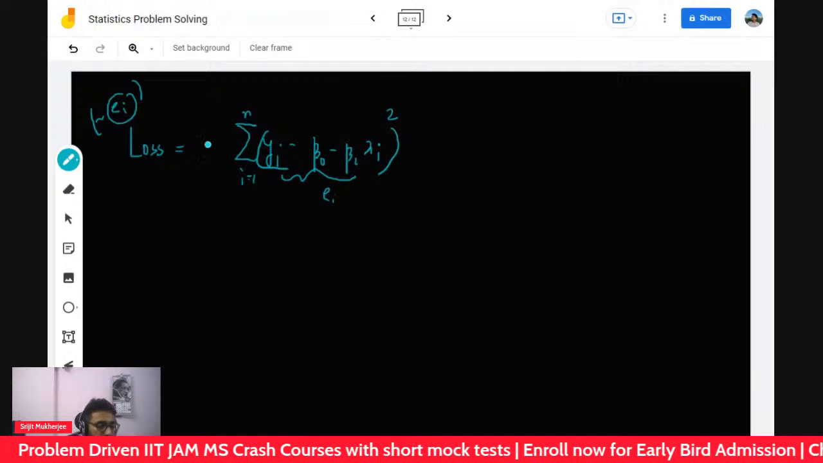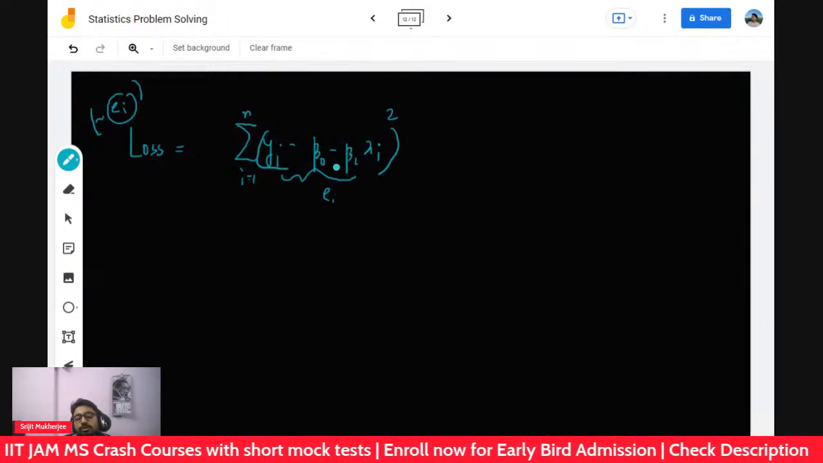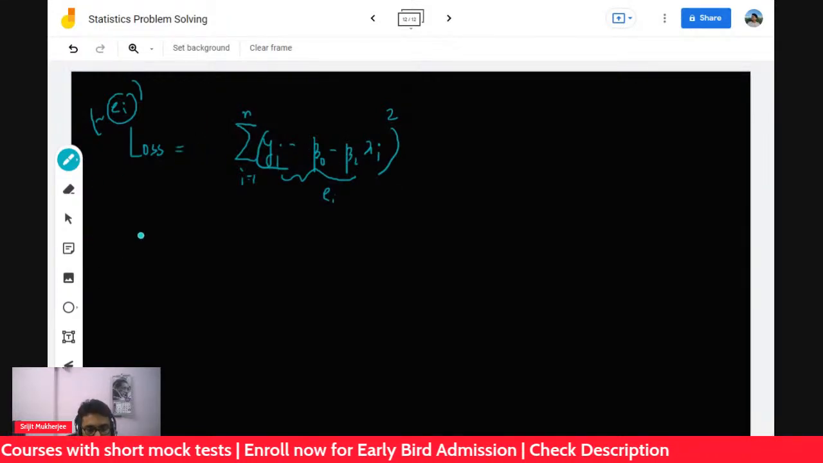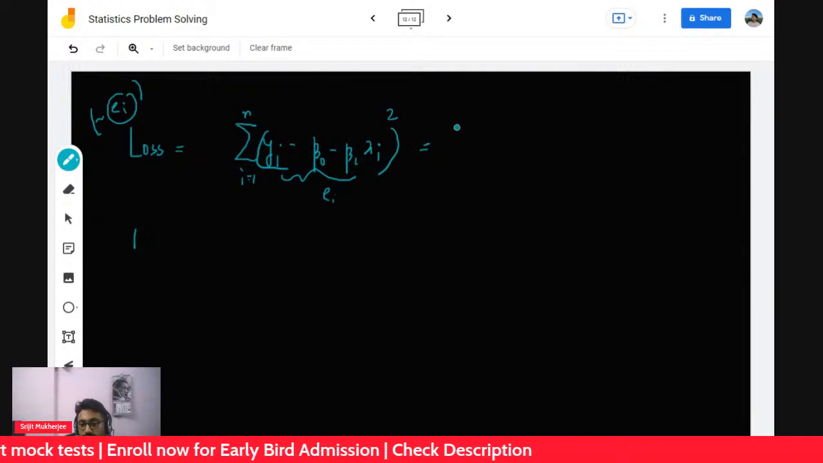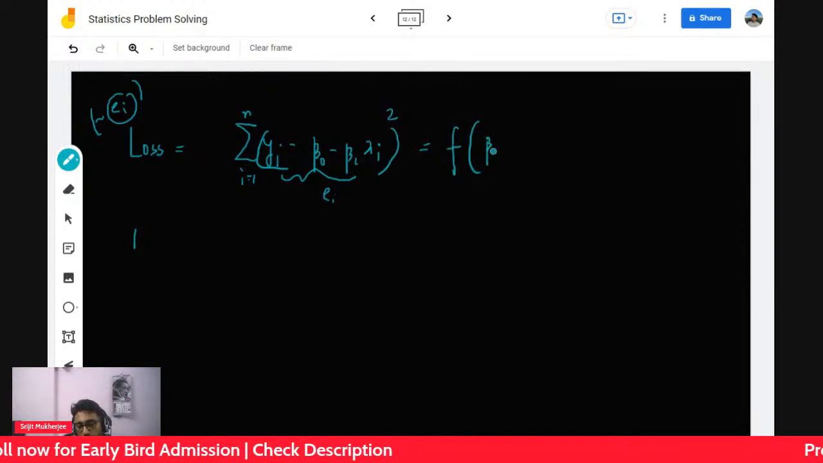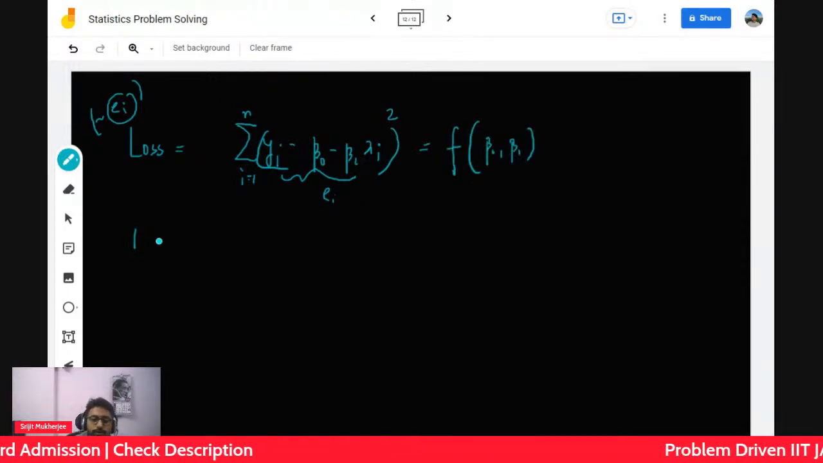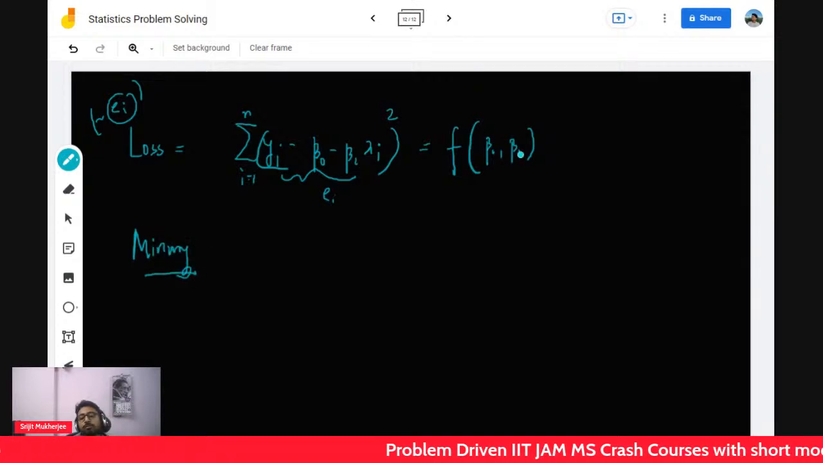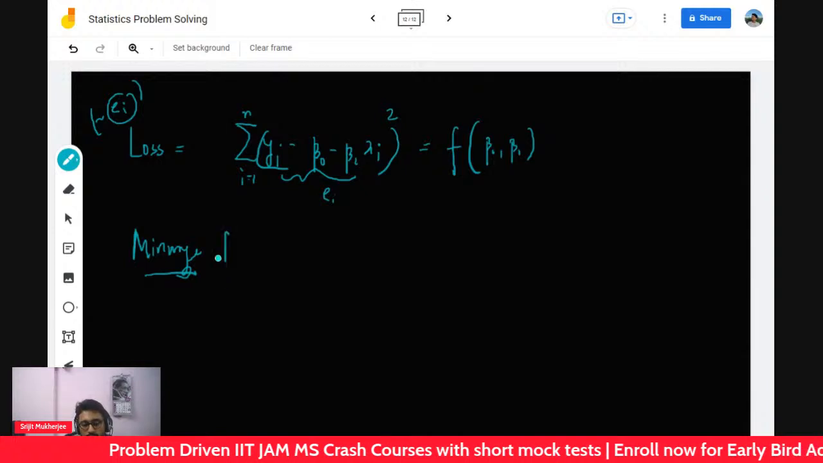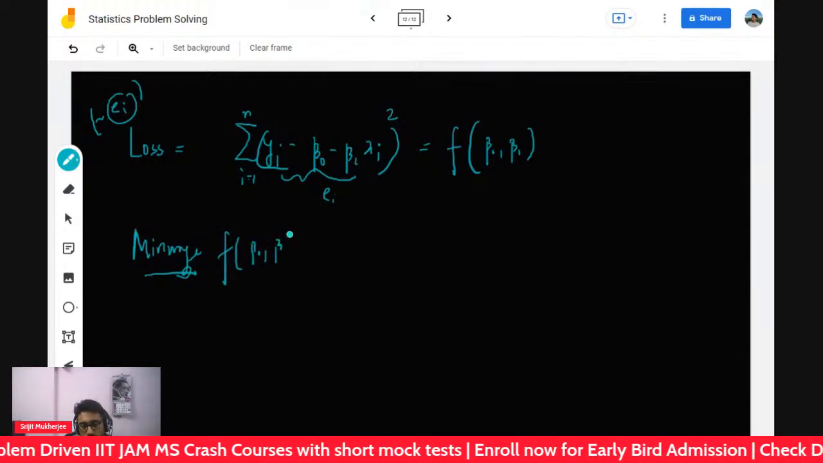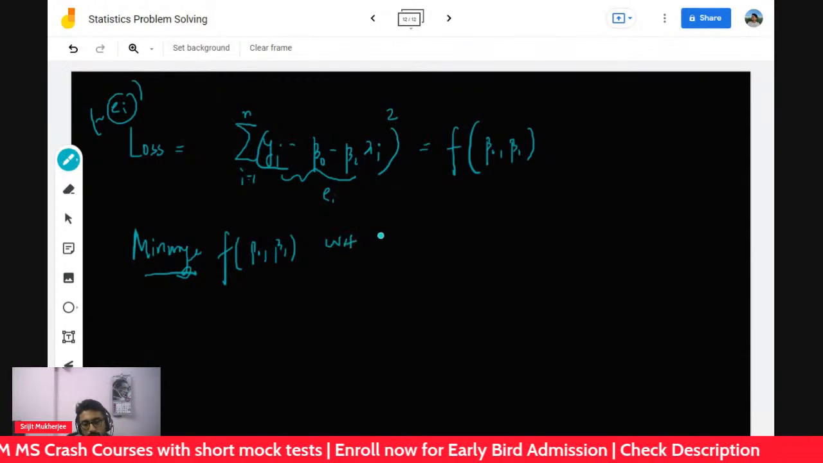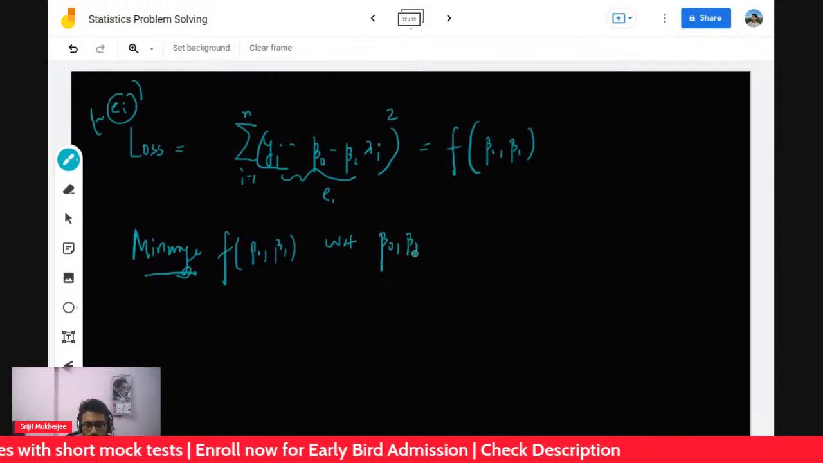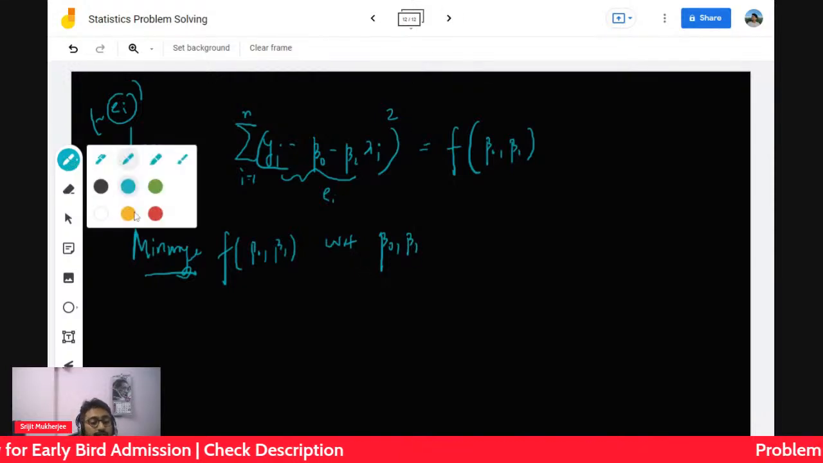So now we need to minimize this. The loss is nothing but a function of beta naught and beta 1, right? We need to minimize this function, because for different beta naught we will get different loss. So we need to minimize f of beta naught and beta 1 with respect to beta naught and beta 1, and therefore we need calculus over here.